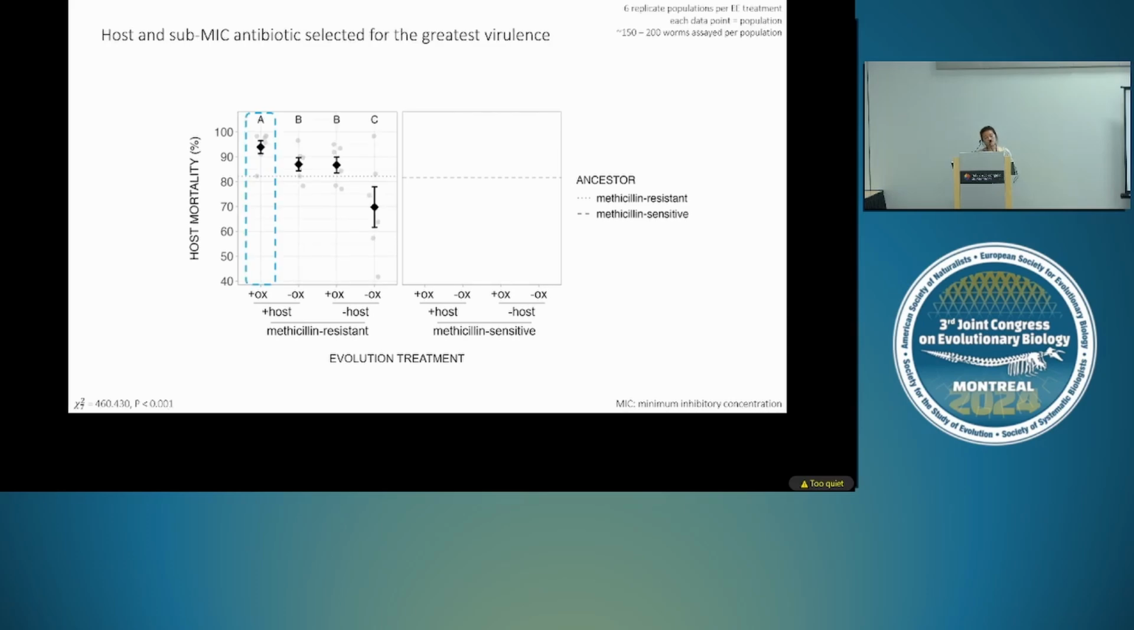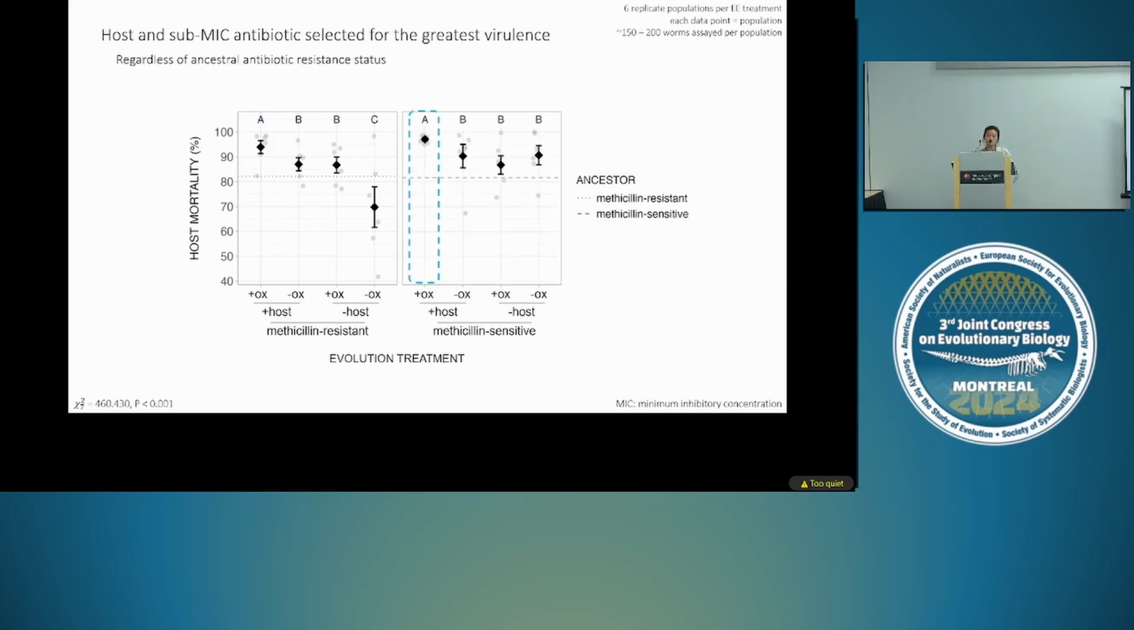So for the methicillin-resistant pathogen, we saw that populations that evolved under selection from both the host and sub-MIC antibiotics selected for the highest level of virulence. So having pre-existing resistance to antibiotics did not impede pathogen evolution.